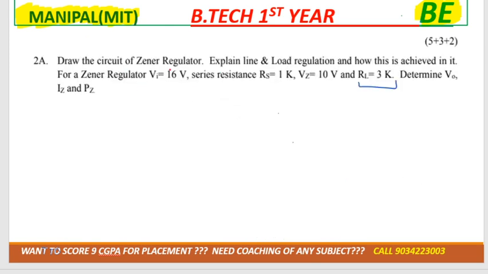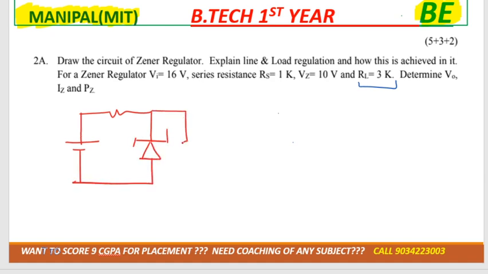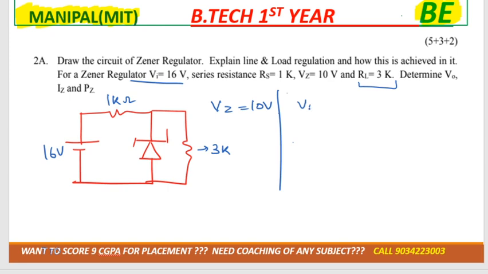देखो इसमें draw the circuit of Zener regulator. As I told you, this is the standard circuit, right? And in this Zener regulator, VI is 16 volt, RS is 1 kilo ohm, VZ is equal to VL, so VZ is equal to 10 volt, RL is equal to 3 kilo ohm. We need to calculate V naught. V naught is equal to VL is equal to VZ.